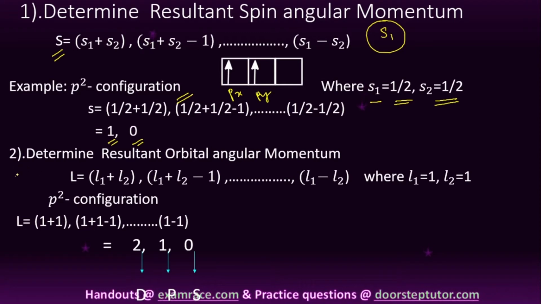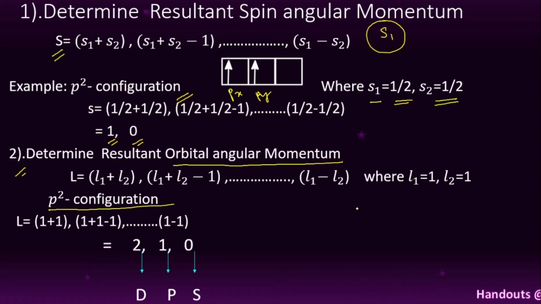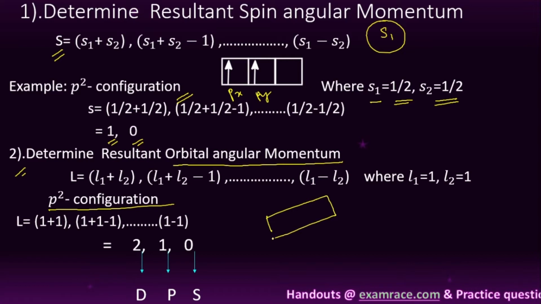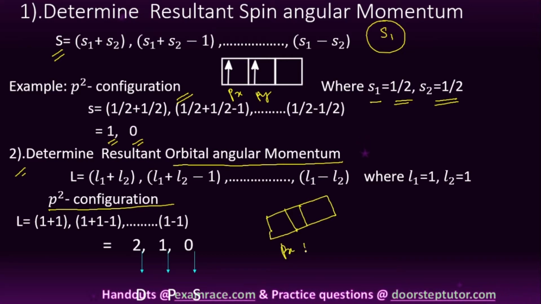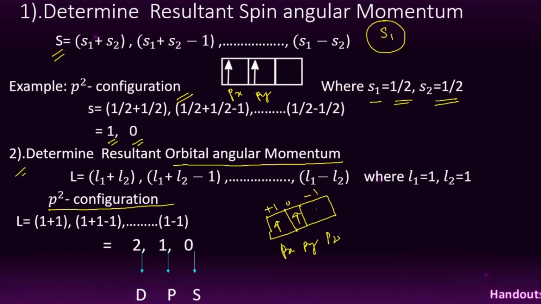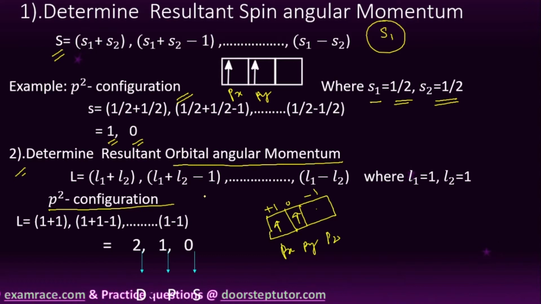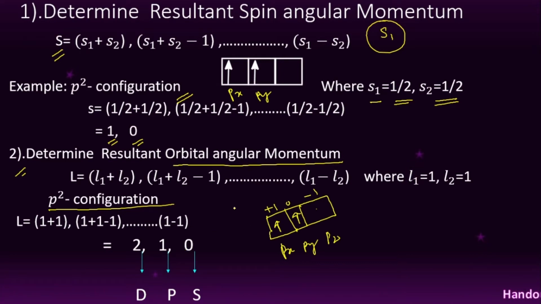The second one is to determine the resultant orbital angular momentum, OAM. Here we take the p2 configuration as the example, with Px, Py, Pz. The two electrons are in two orbitals, and there is no electron in the third. We write plus 1, 0, minus 1. So L1 is equal to 1 and L2 is equal to 1. Here we are determining the resultant angular momentum, not the ground state term symbol. Generally we determine the various terms that come out for this configuration, and which is the ground state term symbol we will discuss in the next example.